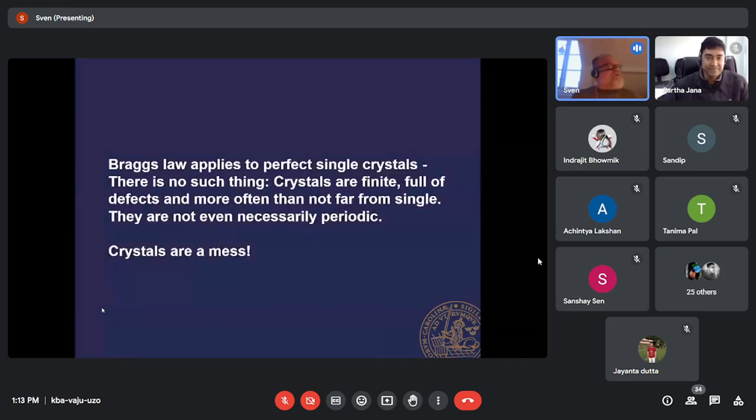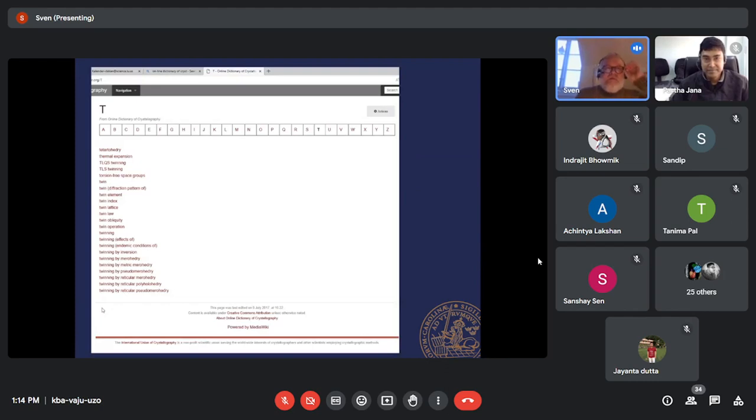Now, what's important to know about crystals is that quite often they are a mess. They're never really single, they're never perfect. And so we need to be careful about what goes on in crystals. If you look at the online dictionary for crystallography and look under twinning, you will find that there are many, many ways that things can twin. And this is perhaps the most common problem in crystallography, the fact that you don't have a single crystal, you have several.